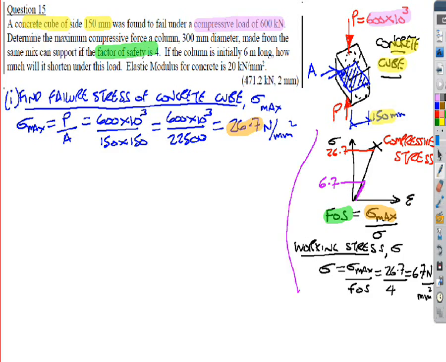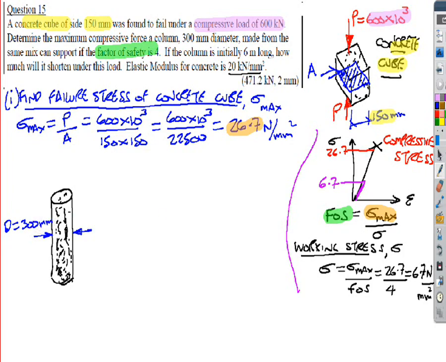The column geometry is given in the question, my concrete column. We're told it's 300 millimeters diameter. Now again, I can see that the elastic modulus in the question is in kilonewtons per millimeter squared, so I'm going to keep that in millimeters in this case. I'm going to work on my dimensions in millimeters. So the diameter of the column here, D, is 300 millimeters.